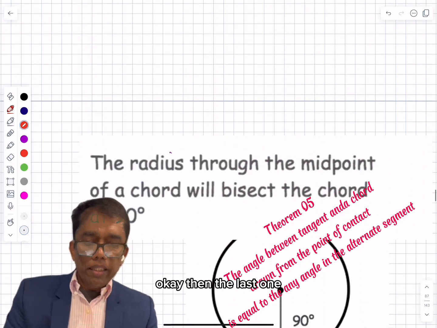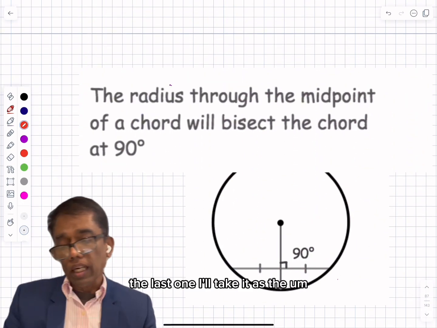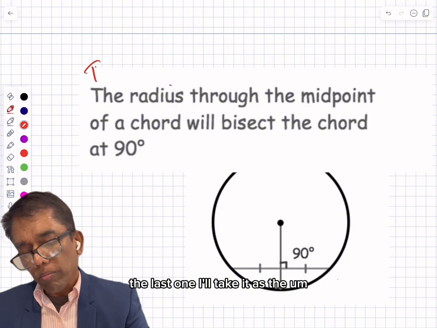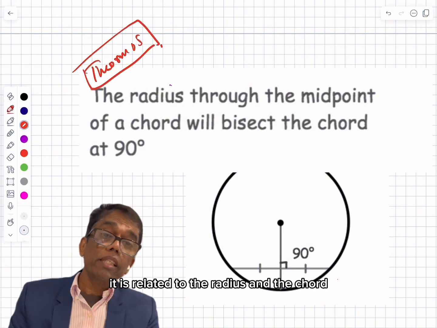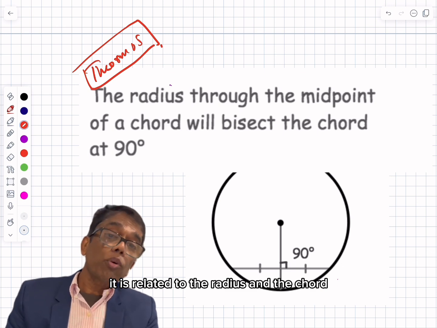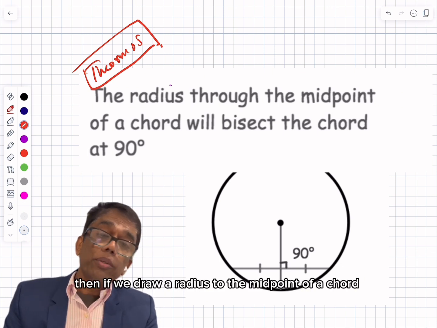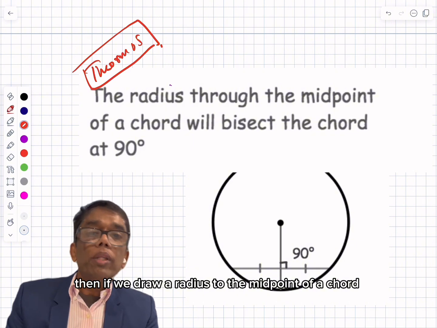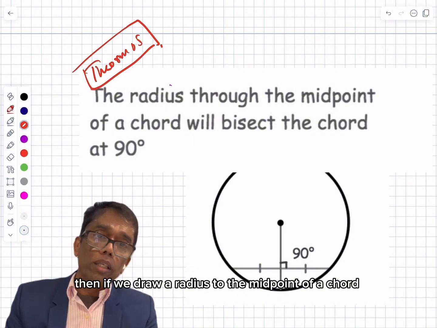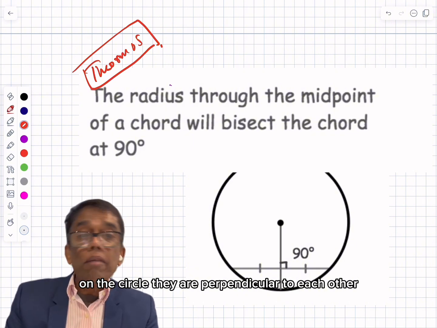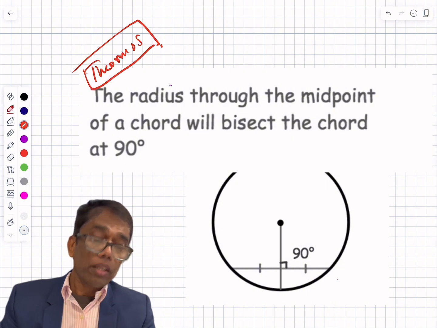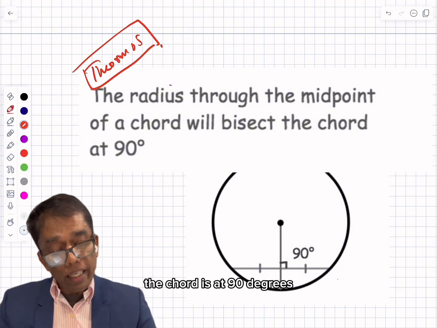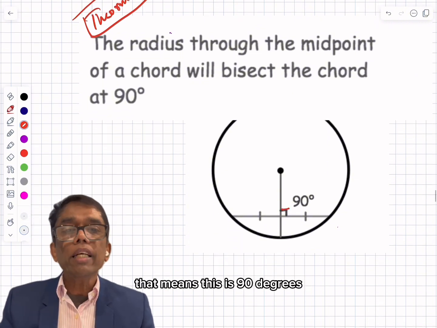Okay. Then the last one I'll take as theorem number 5. It is related to the radius and the chord. If we draw a radius to the midpoint of a chord of the circle, they are perpendicular to each other. The radius through the midpoint of the chord will bisect it. The chord is at 90 degrees. That means this is 90 degrees.